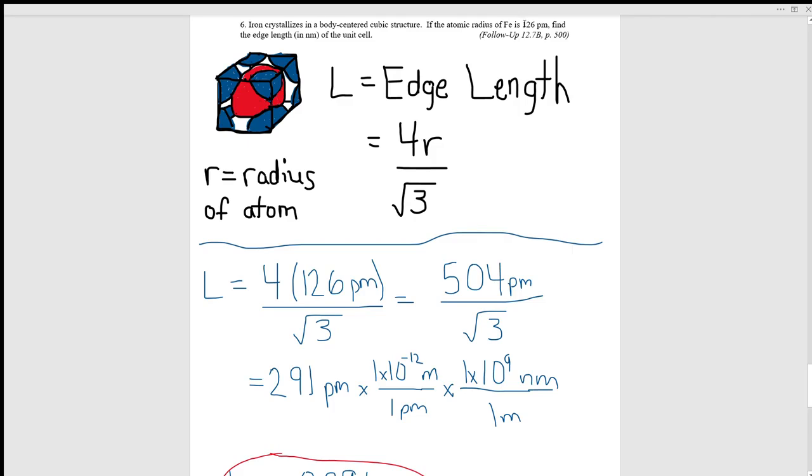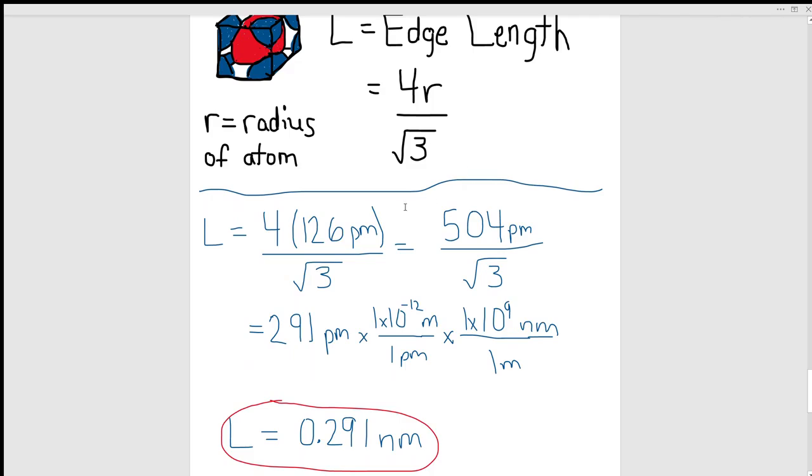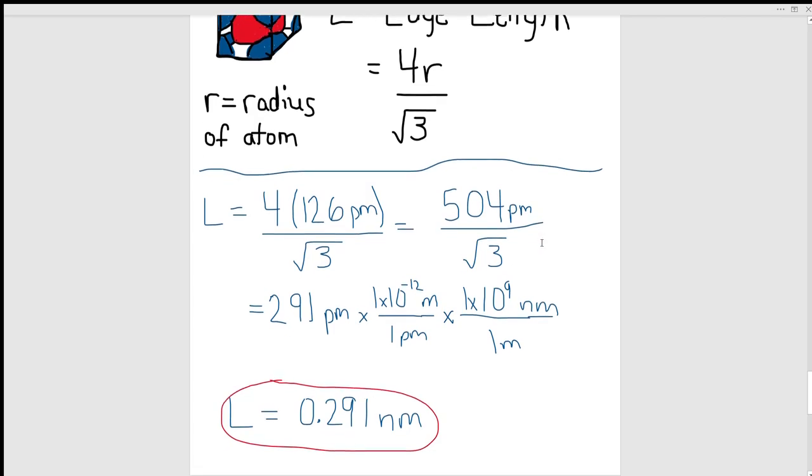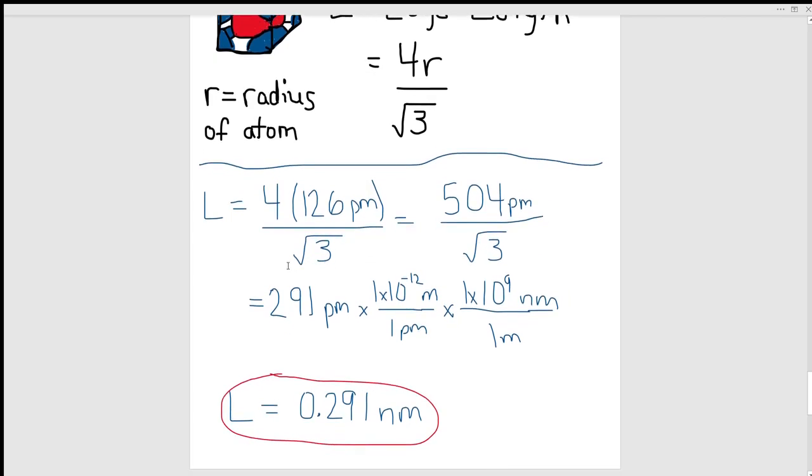And the derivation for this formula involves using algebra and geometry, so I'm not going to show those mathematics here. However, feel free to look at your lecture notes or read the textbook to see how some of these equations are derived for different types of unit cells. But in this case, we're just going to go ahead and use the formula to calculate our final answer.